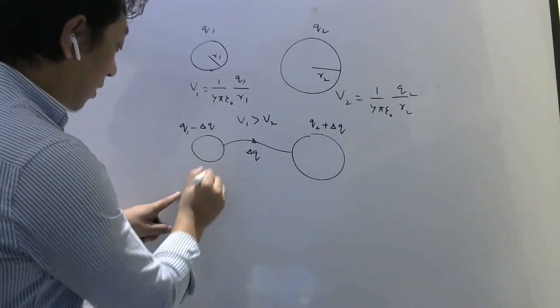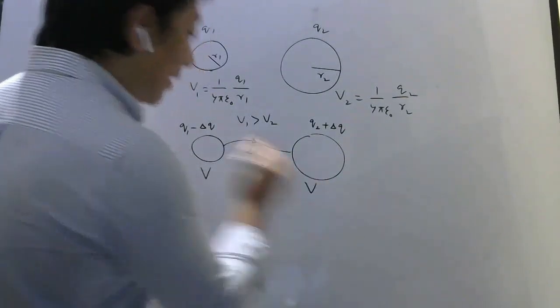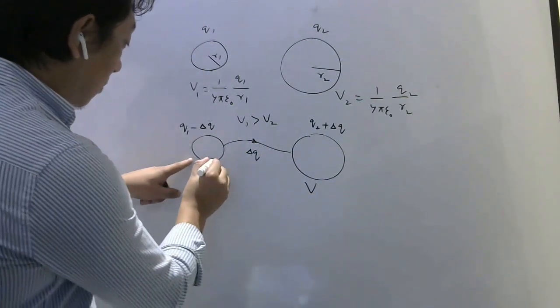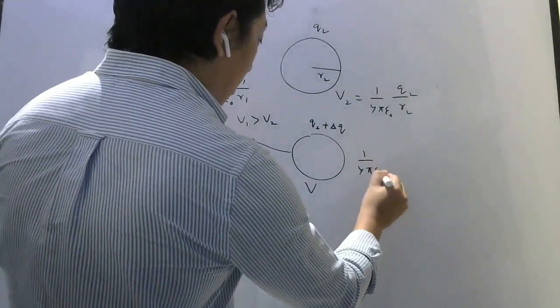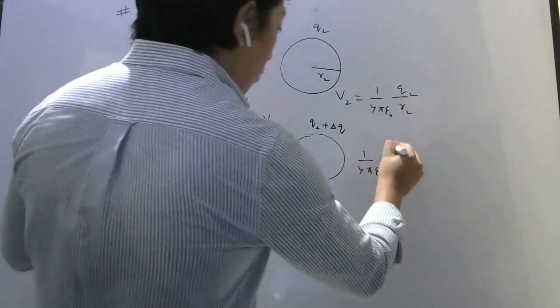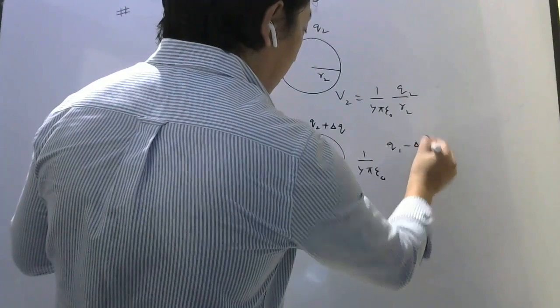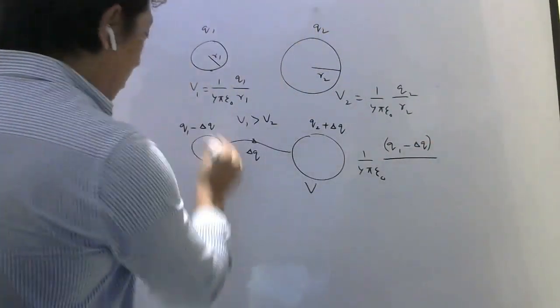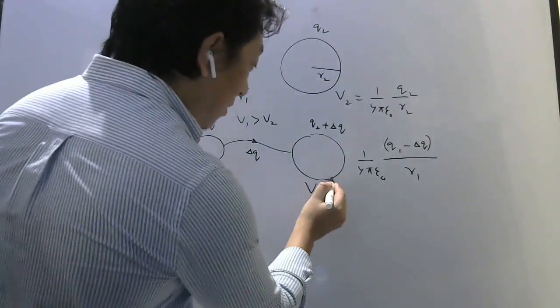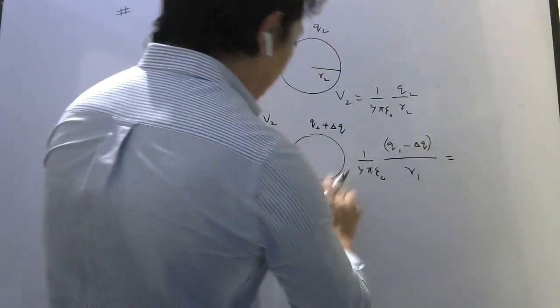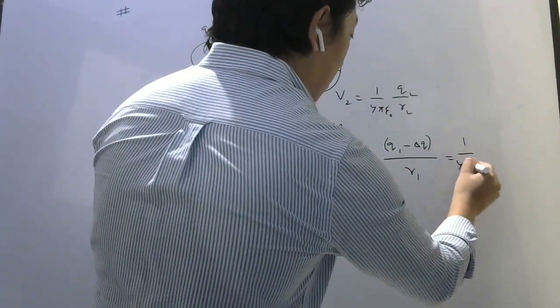And then how long will the charge flow? Till the potential of this and this are equal. So now what will be the potential on the surface of this? 1 by 4 pi epsilon naught. What is the charge now? Q1 minus delta Q divided by radius. What is the radius? R1. And the potential here should be same as here now. What is the potential here? Same thing. 1 by 4 pi epsilon naught.